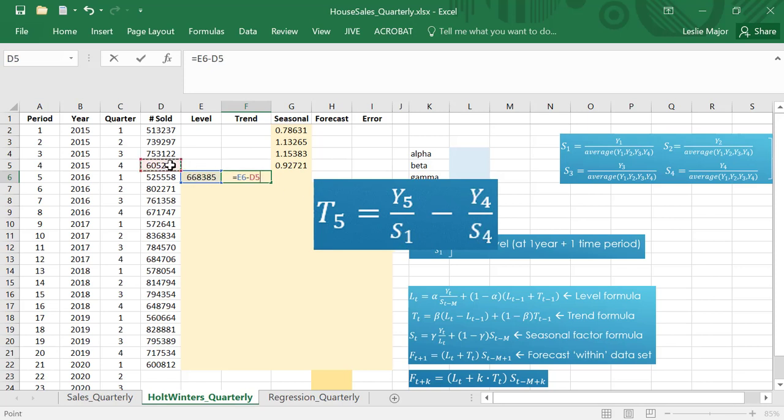So Y4 is this value right here. Remember, Y is your actual, so we're looking at number of houses sold. So it's this actual 605,000 divided by seasonal 4. Notice you always divide by the season you're in. So quarter 4 actual divided by quarter 4 seasonal. And that will give me my trend. Basically, I've deseasonalized both of the data values, and now what I can see is just the upward or downward trend left over, if that makes any sense.